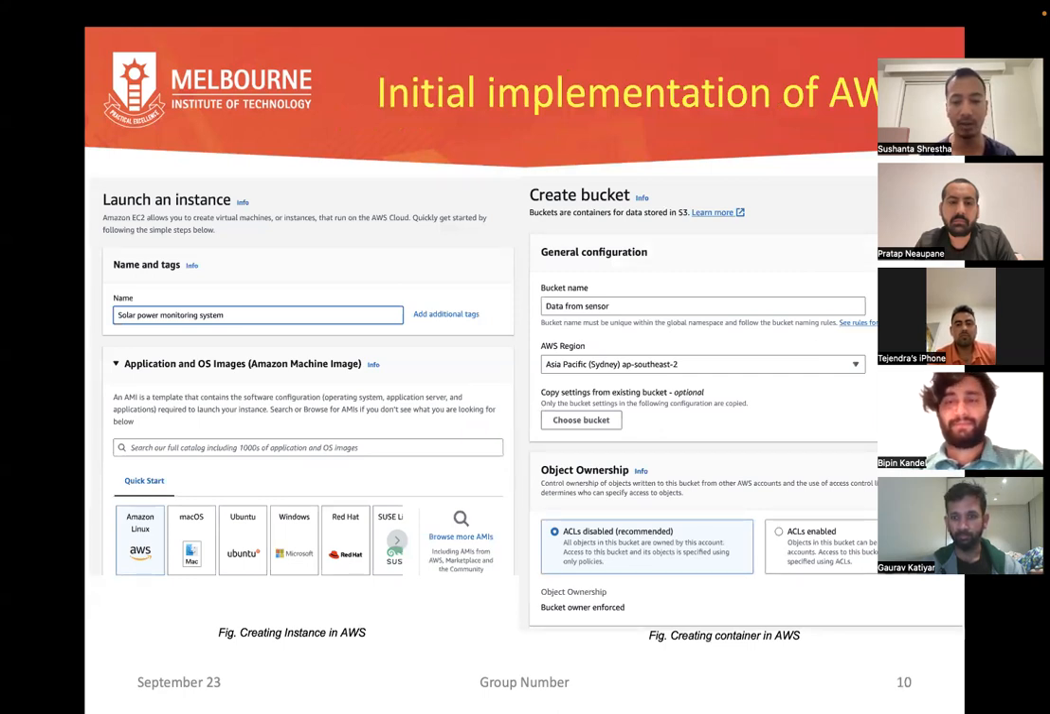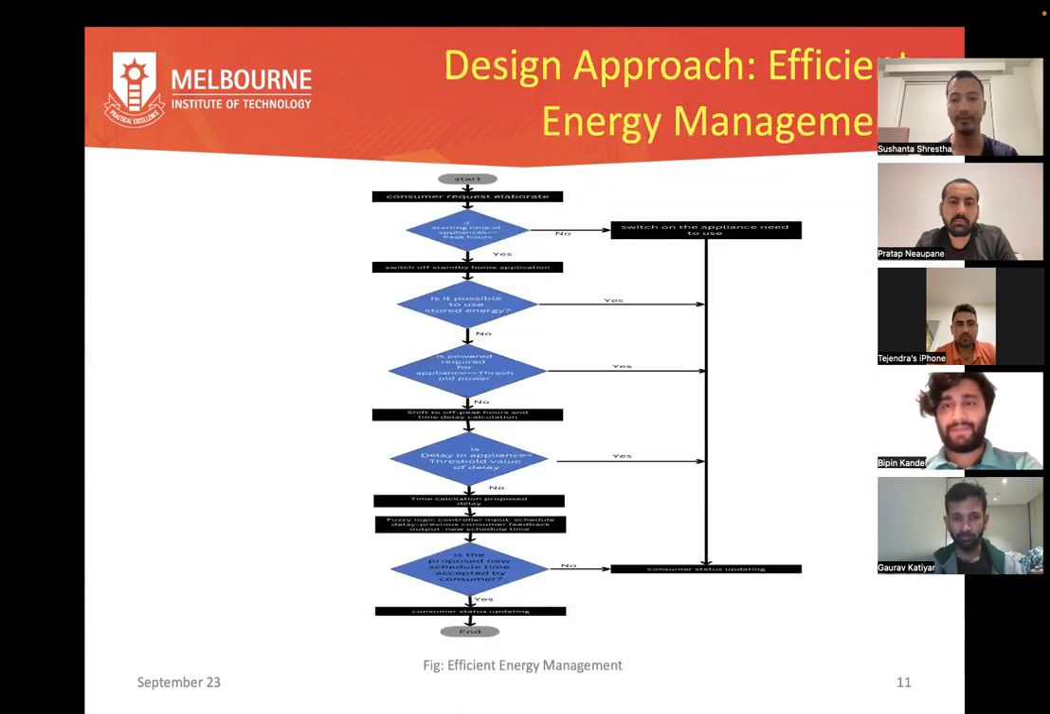Instance stands for virtual machine on the cloud, which acts as a server for receiving data and user management. Initially, limited resources are provided. In the next step, a bucket is created, which is required to upload and save all the data in the AWS servers. The next slide will be explained by my friend Bipin.